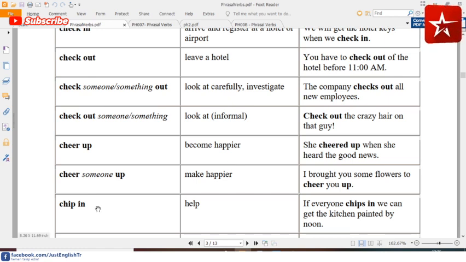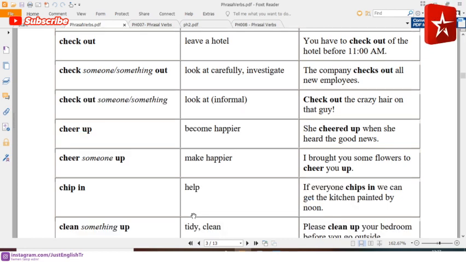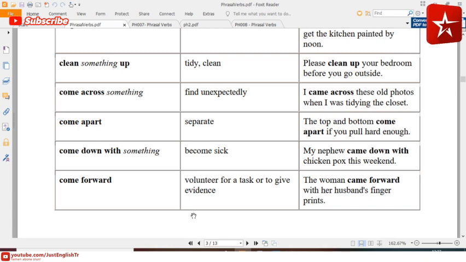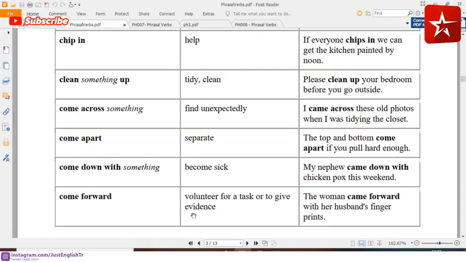And next one, cheer someone up. It means make happier. I brought you some flowers to cheer you up. And the next, chip in, it means help. If you remember, we have back up. It also has the same meaning as chip in, like support, help. If everyone chips in, we can get the kitchen painted. Yes, we will finish this page and then we will continue with the exercise.